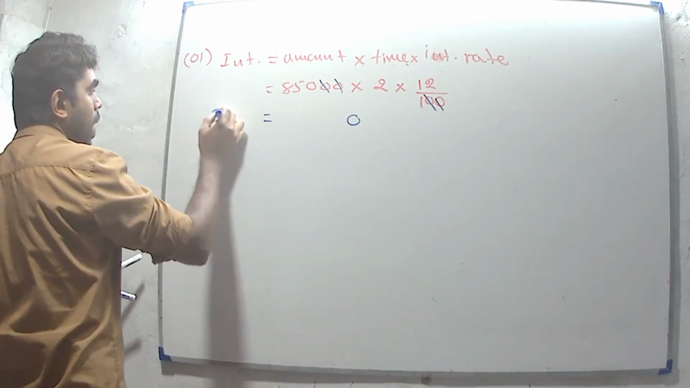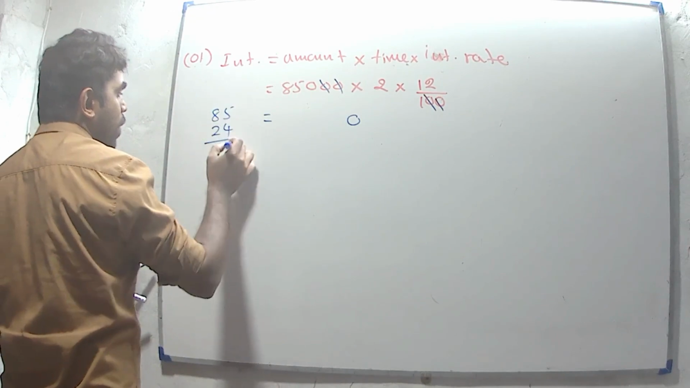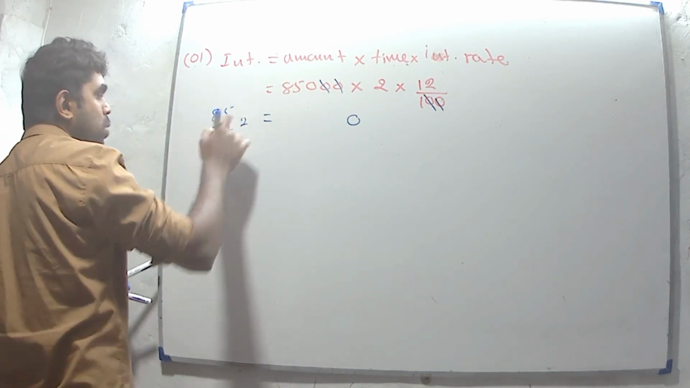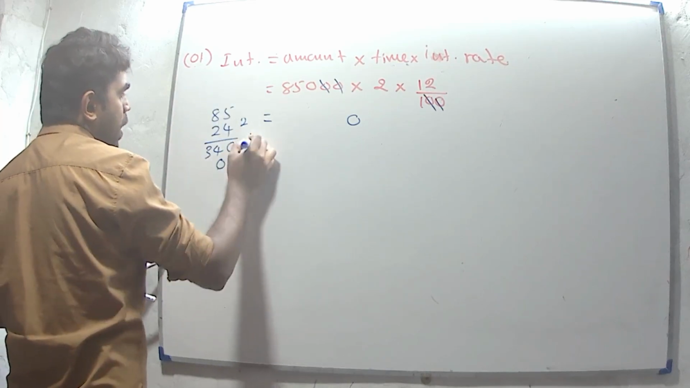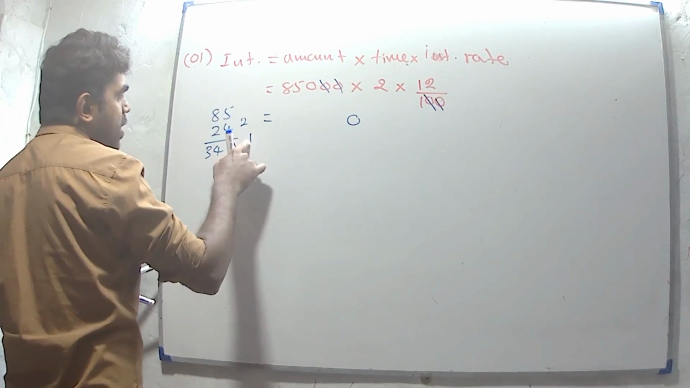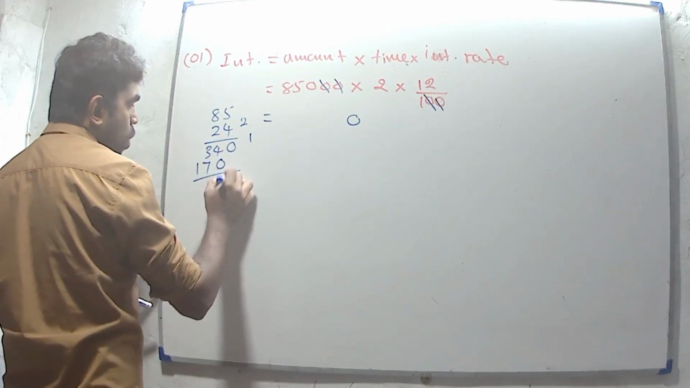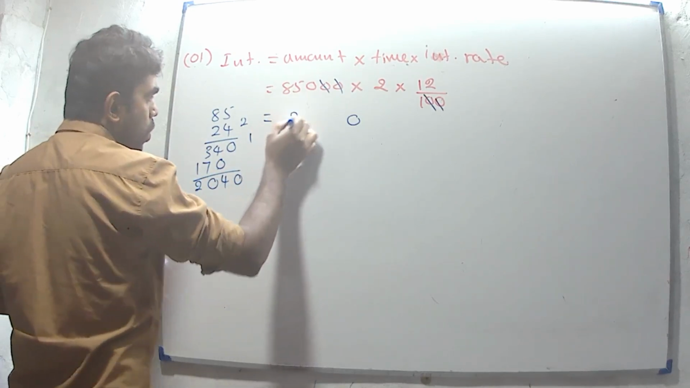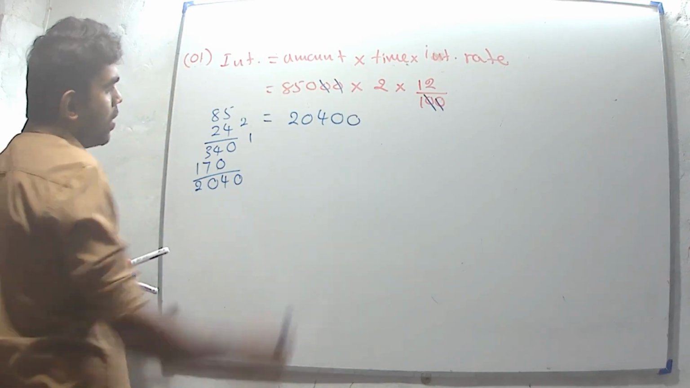We have to multiply 85 and 24. 4 into 5, 20, 0, 2 remaining. 4 into 8, 32 plus 2, 34. 2 into 5, 10, 1 remaining. 2 into 8, 16 plus 1, 17. 0, 4 plus 0, 4. 3 plus 7, 10, 1 remaining. 1 plus 1, 2. The answer is 20,400 rupees.